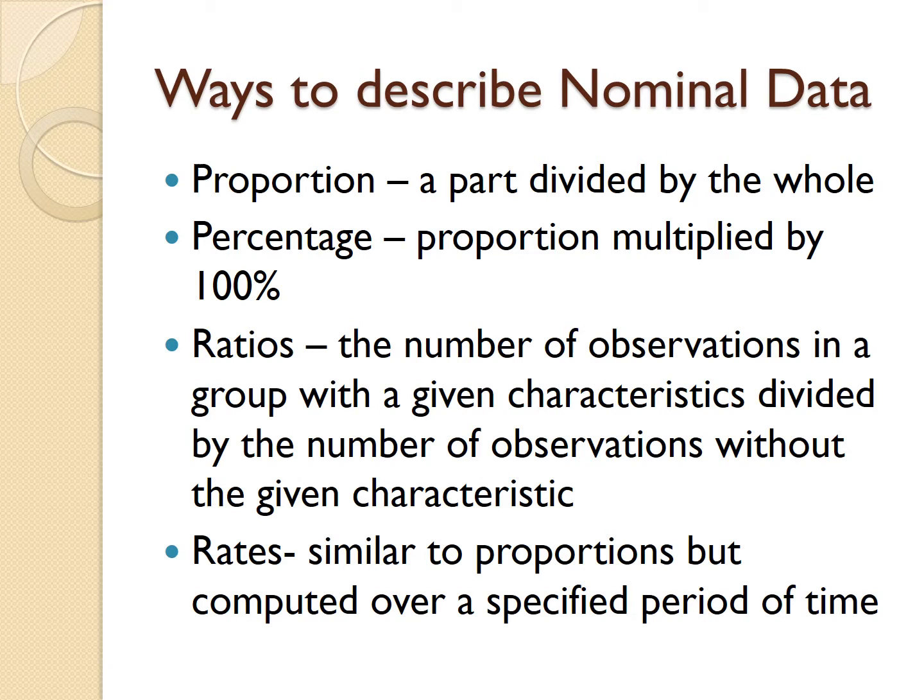For example, say we have a class with 30 students, of which 10 are female and 20 are male. The proportion of male subjects in the class would be 20 divided by 30, which is 0.67. And the percentage of male students in the class would be 67%, which is the proportion 0.67 multiplied by 100%. The ratio of male to female in the class would be 20 divided by 10, which is 2.